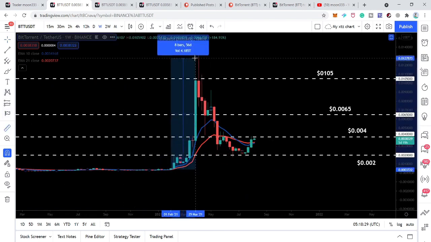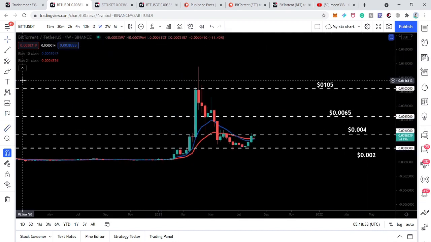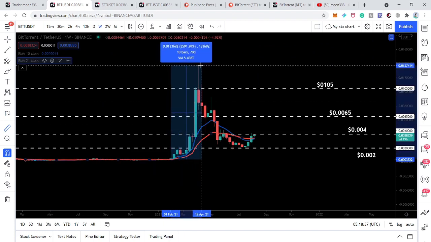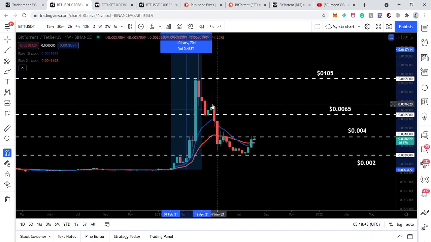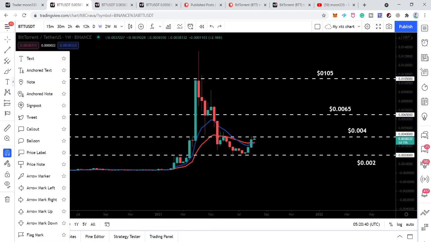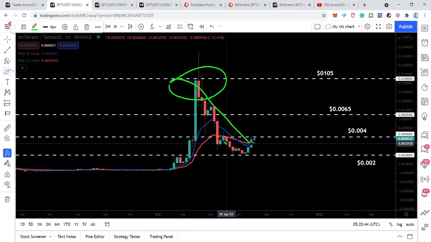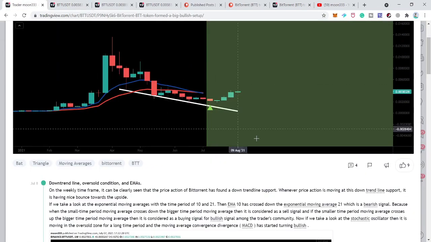After that we had approximately, let me show you, I'm just going to place this measurement tool from here to this high, and we can see we had more than 3,500% big pump, and then the price line moved down after finding a very strong resistance here at this very strong key level support. And previously when we were watching, the MACD was turning bullish.